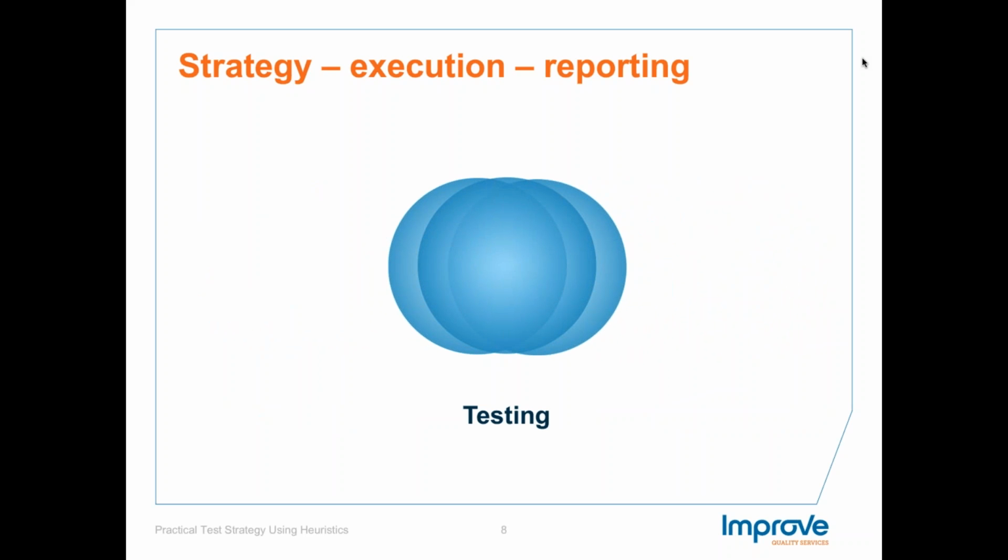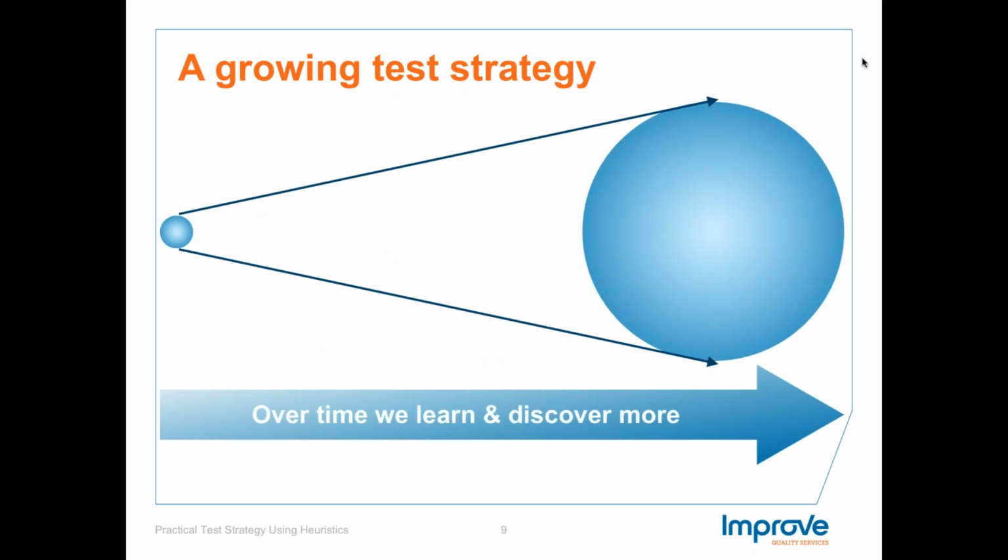So what I like to do is build it up from small to big. I like to start small. I like to learn about the product first. I like to think about risks. I like to think about what this product I'm testing is, and what's interesting about it. Over time you learn more about the product. So my test strategy is pretty small in the beginning, and I start testing and exploring and discovering more information over time, and then my test strategy grows.